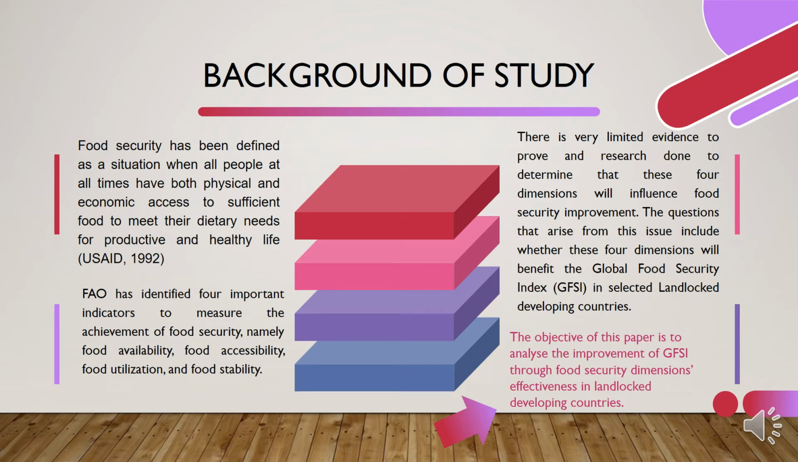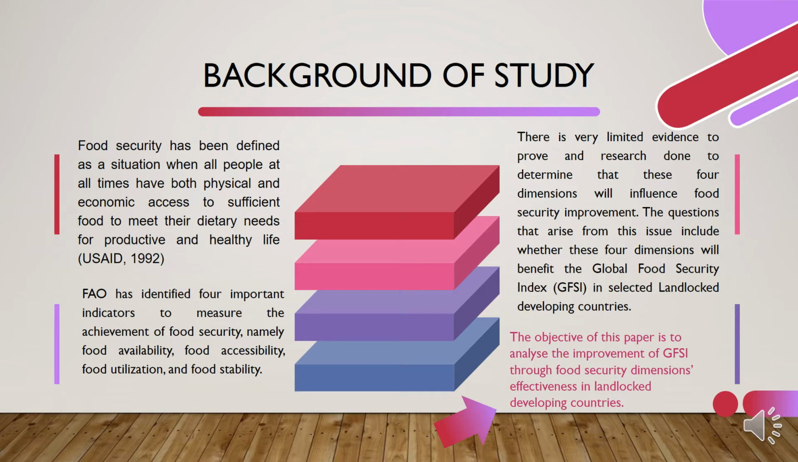Utilization has an impact on food security through adequate diet, clean water, sanitation, and healthcare to enable people to reach a state of nutritional well-being where all their physiological needs are met. Clean water and sanitation are very important in poor and developing countries to achieve food security.